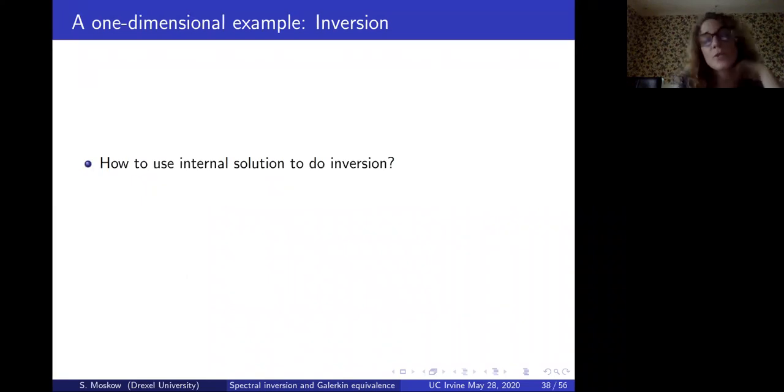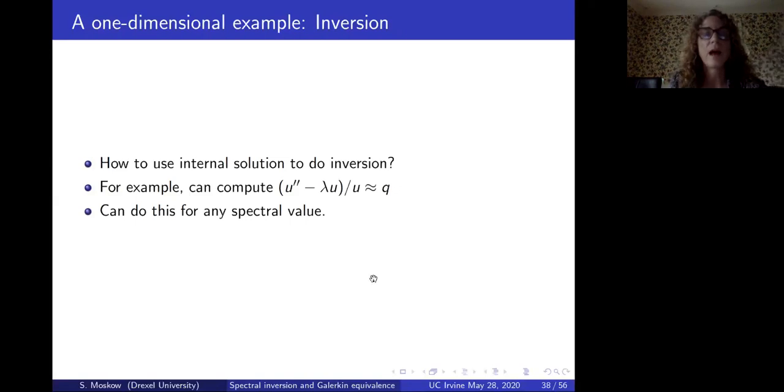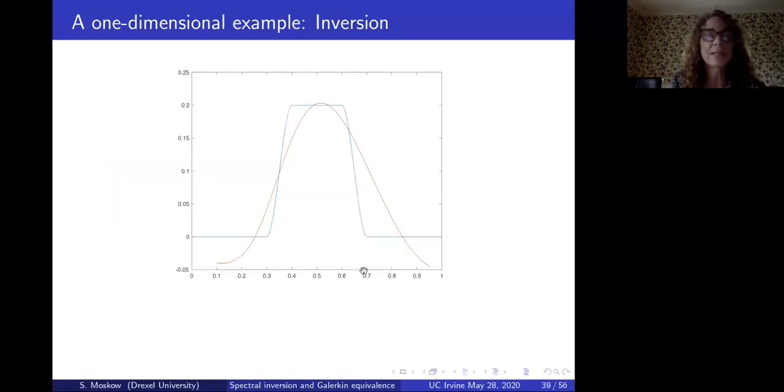So how to use the internal solution to do inversion? Well, just as a proof of concept, and also because we want to see how good this is, let's just compute u double prime minus lambda u, divided by u. This should be somehow close to Q if our data generated internal solution is close to the exact solution. We could do this for any spectral value we wanted.